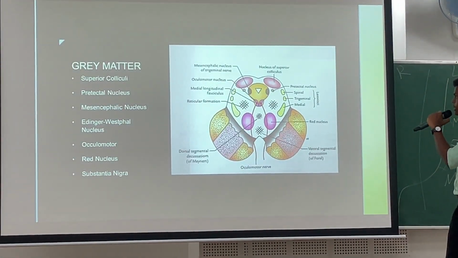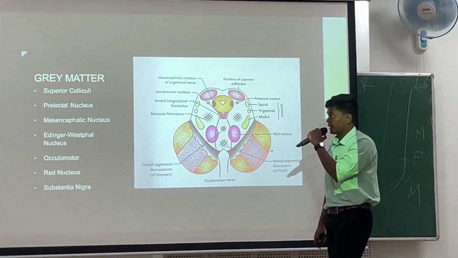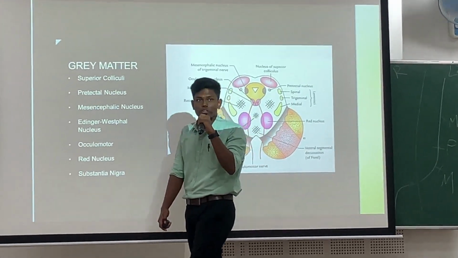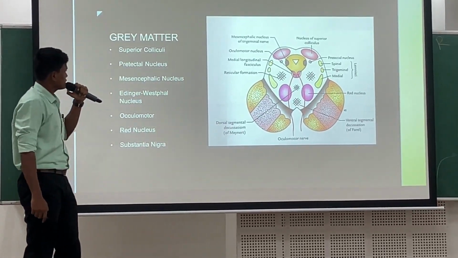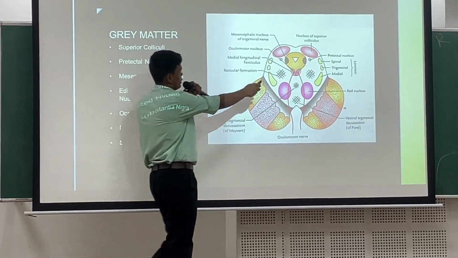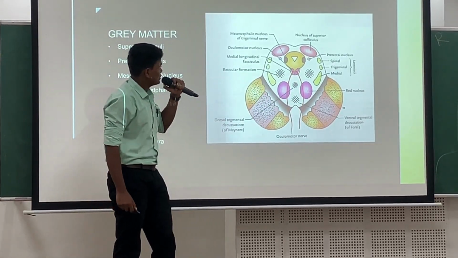In the superior collicular section, we have two components: gray matter and white matter. Gray matter contains the cell bodies of the nuclei, and white matter contains the axons. In the gray matter, we can see the nucleus of the superior colliculus over here. Then we go to the pretectal nucleus.